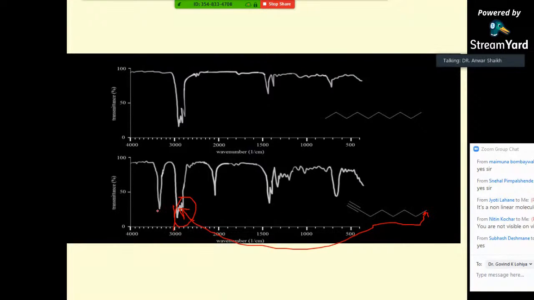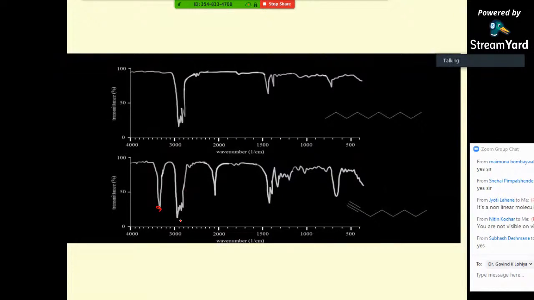Now, if you see here, that is 3000, and near about 3300 in this region, you are getting another peak at 3300. So this is the hydrogen which is connected to the triple bond. So you can see here there is a CH.